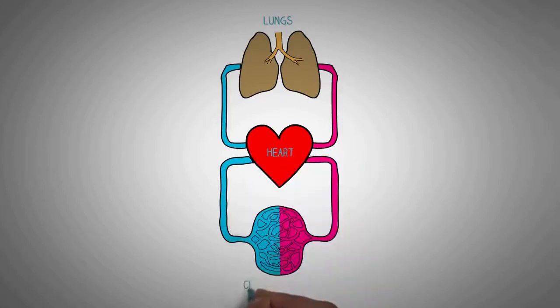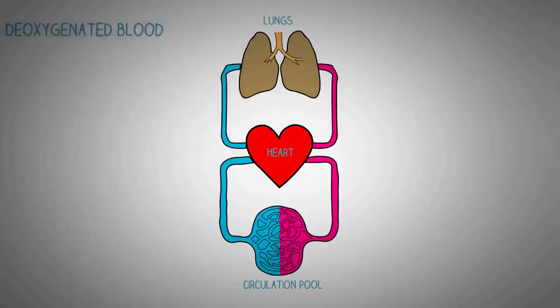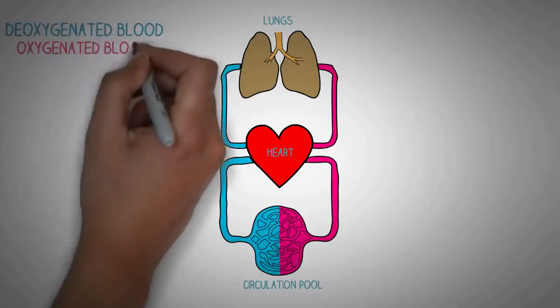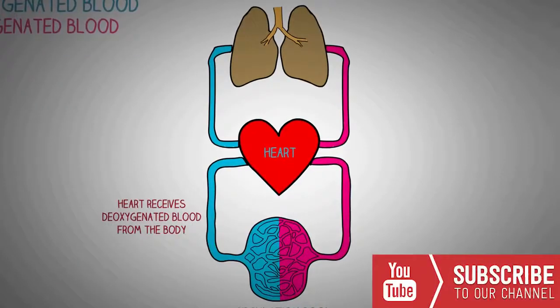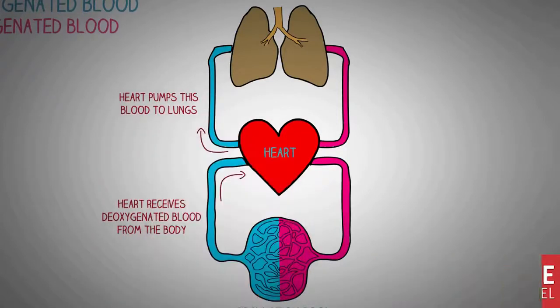In this diagram, you can see the lungs, the heart, as well as the circulation pool of the body, showing the deoxygenated blood in blue color, as well as the oxygenated blood in pink color. The heart receives all the deoxygenated blood from the body through the superior as well as the inferior vena cava. This blood has a low concentration of oxygen, and this is then pumped to the lungs through the pulmonary arteries.